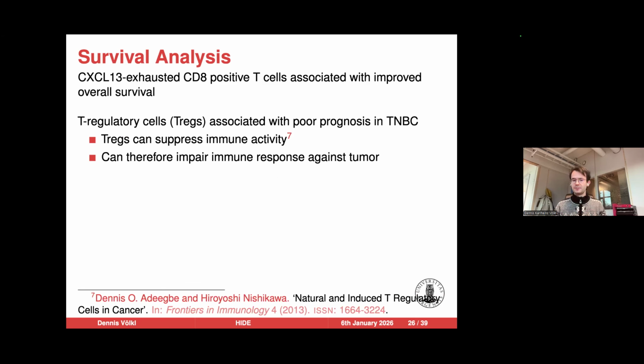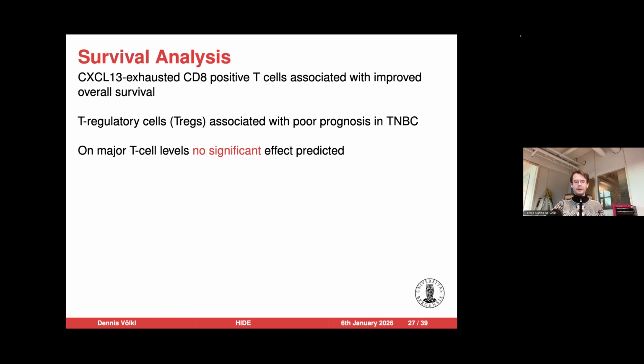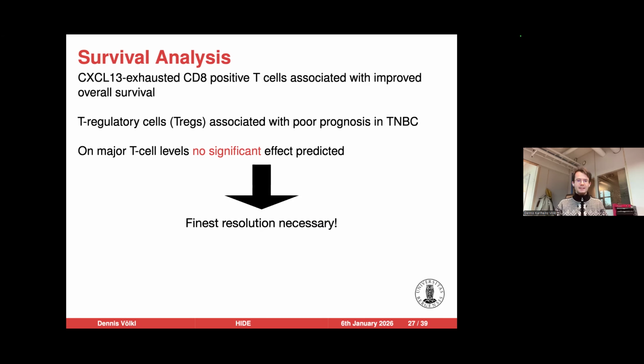On the contrary, we also found T-regulatory T cells, which led to a poor prognosis in triple-negative breast cancer, which we also found being backed by the literature, as Tregs are able to suppress immune activity and thus impair immune response against tumors. And now the interesting part comes. We also looked at how major T cell levels influence survival, and we weren't able to find any significant effect, which shows us that for meaningful results, we need to focus on predicting the smallest grain cell type proportions, even though those are the hardest to predict.